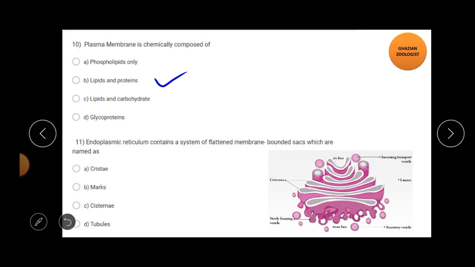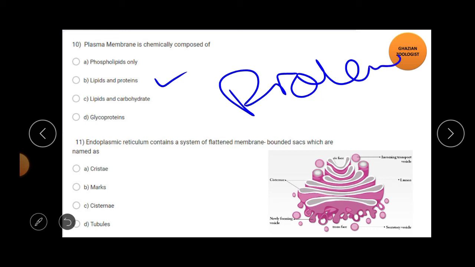Phospholipids is also a lipid, but we discussed that our composition, the fluid mosaic model, says that there is a lipid bilayer between which the proteins are embedded. So our best option is B, lipids and proteins. But if I talk about lipids and carbohydrates, protein is necessary, so we cannot choose this option.